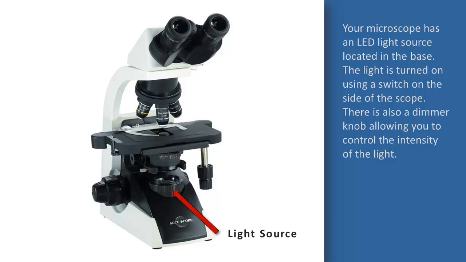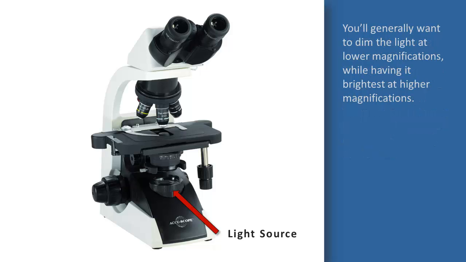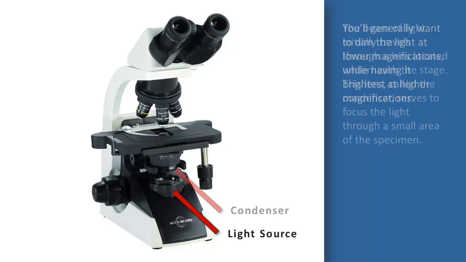Your microscope has an LED light source located in the base. The light is turned on using a switch on the side of the scope. There is also a dimmer knob allowing you to control the intensity of the light. You'll generally want to dim the light at lower magnifications while having it brightest at higher magnifications.